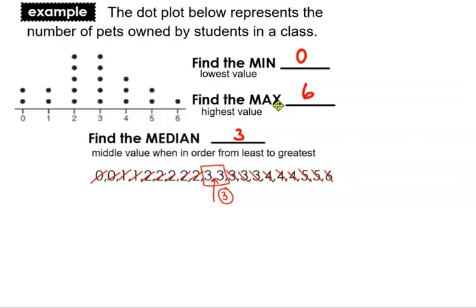If you were asked to find the maximum, or highest value, you could see on the far right that it's 1 dot on the number 6. So 1 student has 6 pets.